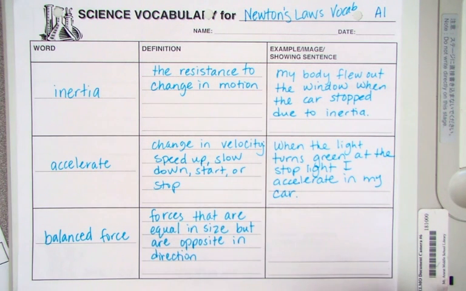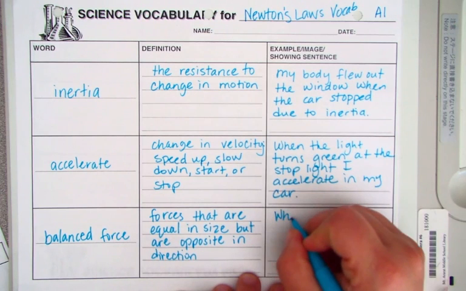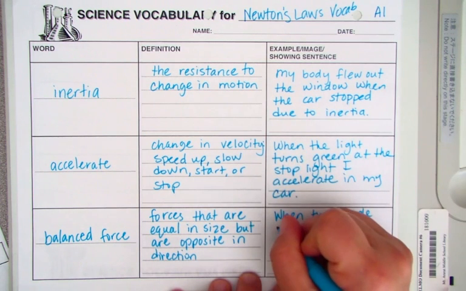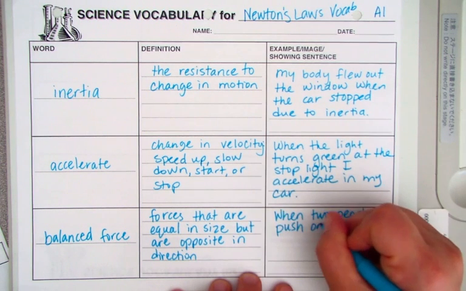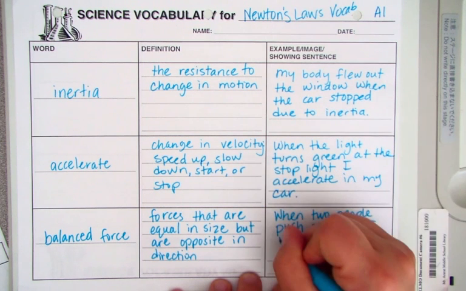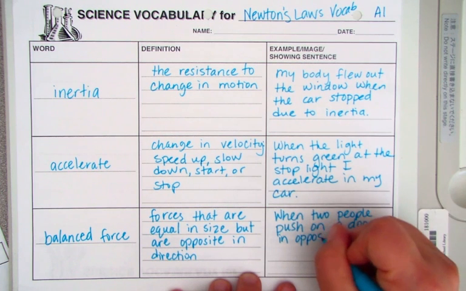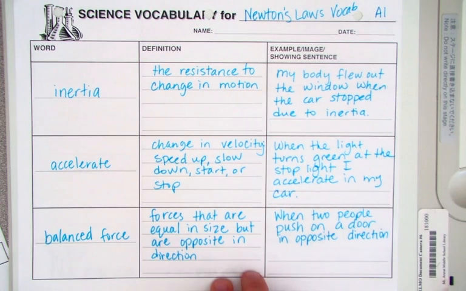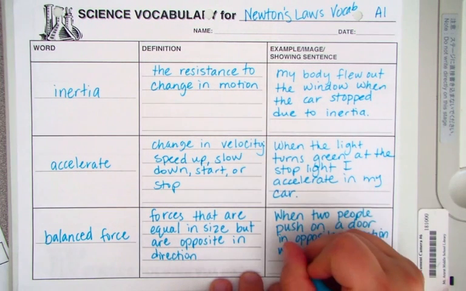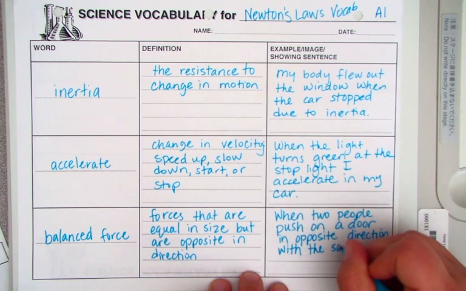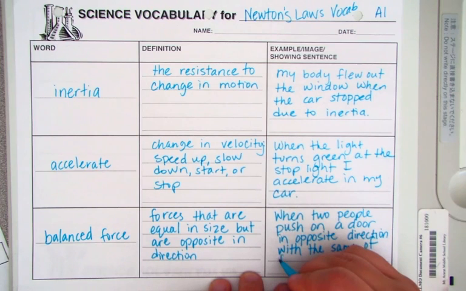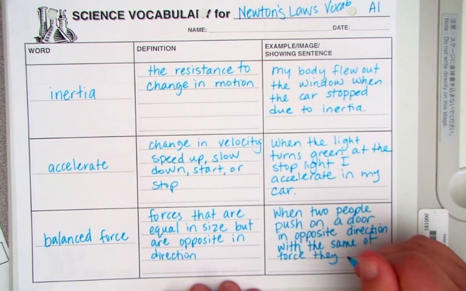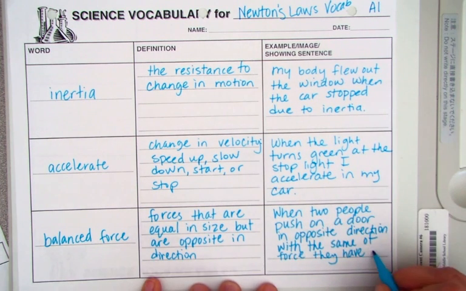An example sentence could be, when two people push on a door in opposite directions, with the same amount of force, they have a balanced force.